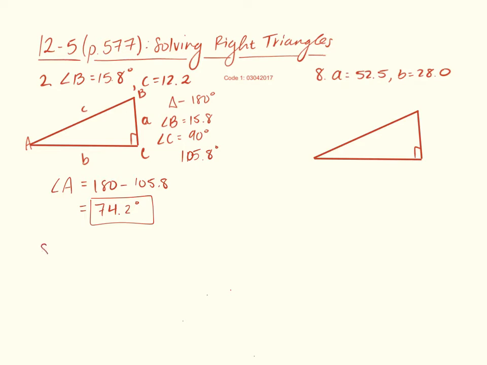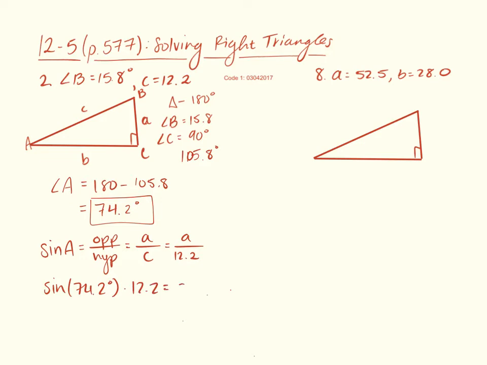The last parts we need to find are side A and side B. So what we're going to use is sine of A, which we know is opposite over hypotenuse. So this is A over C, or A over 12.2. And we know that A is 74.2 degrees. Sine of 74.2 degrees times 12.2 is equal to A. So A is 11.739.